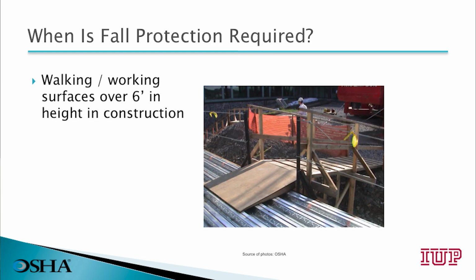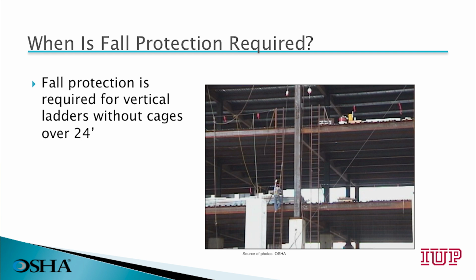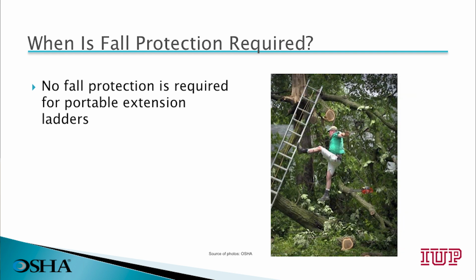When we're on walking and working surfaces in construction, we need to ensure that we have a fall arrest system in place for any fall potentials that are greater than 6 feet. When we're climbing vertical ladders without cages that exceed 24 feet in length, we need to ensure that we have fall protection available to us. We do not need fall protection when we're working from portable extension ladders.